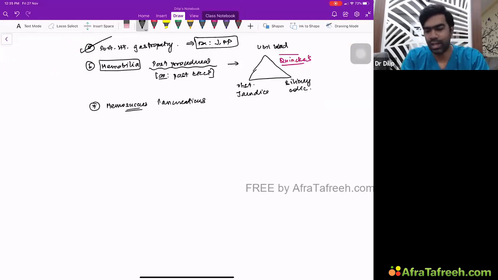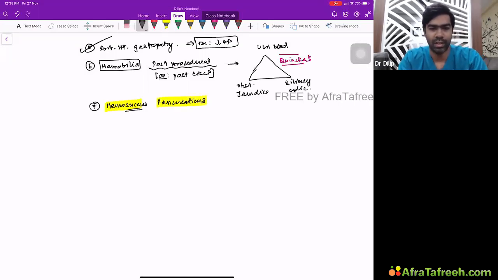Hemosuccus pancreaticus is a very rare cause of UGI bleed. The usual reason for getting this is some pancreatic pathology, like a pseudocyst, or after doing an ERCP or manipulating the pancreatic duct. Very commonly in exams, if at all they ask, they will ask you about a pseudocyst causing a bleed. What is it called? That is hemosuccus pancreaticus, a pancreatic pseudocyst causing a bleed.